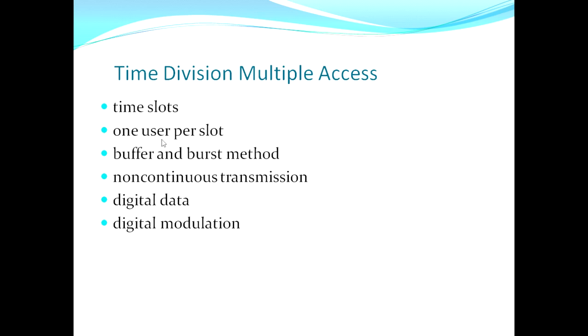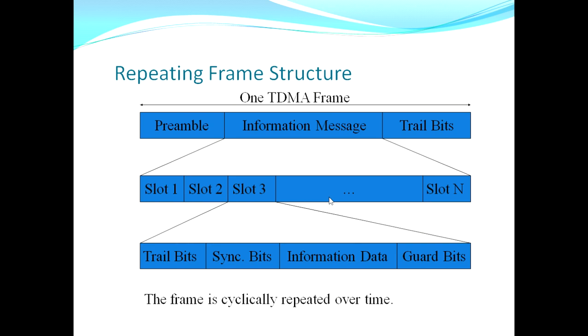Similarly, in TDMA, the number of subscribers can be assigned by using different time slots. One user per slot, buffer and burst method, it can be used for non-continuous transmission, and it can be used for digital data and digital modulation. And this is the frame format structure for one TDMA frame. One TDMA frame contains at minimum three different fields: a preamble, information message and trail bit. The preamble is used for the synchronization message, and the trail bit is used for giving an alert for the next frame to come, right? That's the meaning.